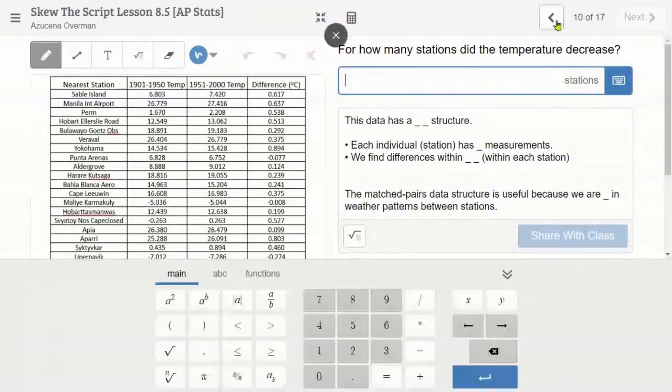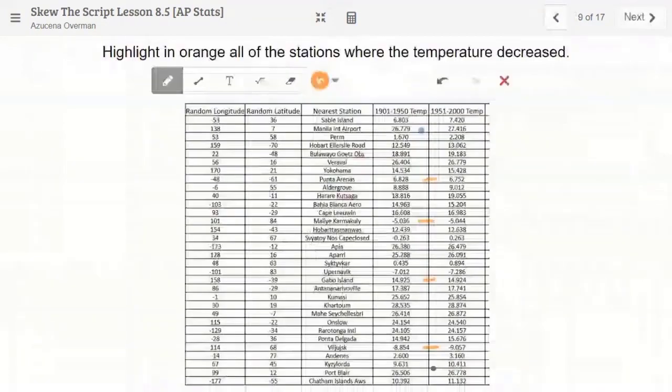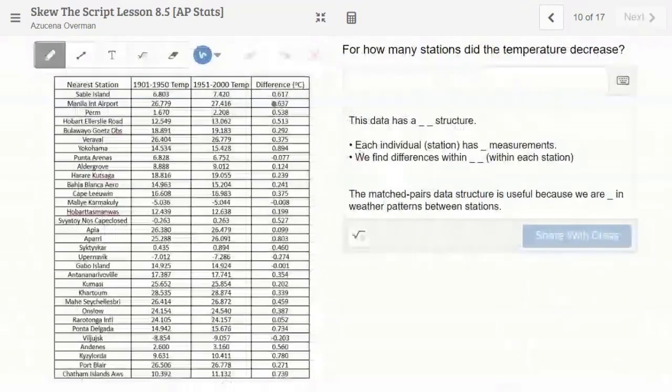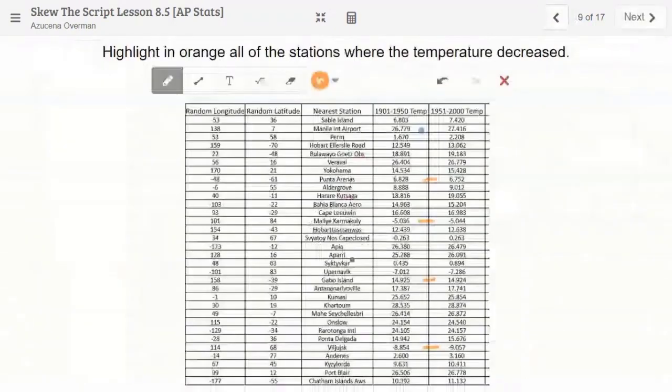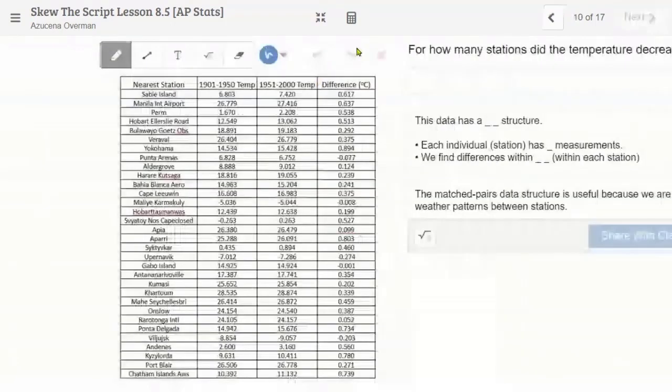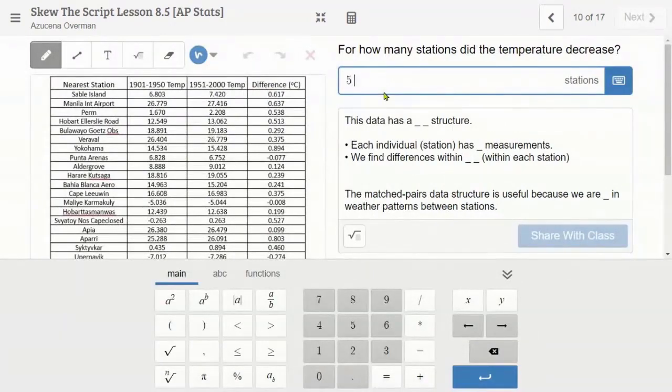Should I go back and count them? Let me go see. Mrs. Overman. Okay. Up, up, up, up. So I'm counting 4. Is that what you guys got? I got 5. Oh, which one also decreased? I missed one. Oh, right here? Above the third one. Oh, the third one. Okay. Oh, yeah, this one went down too. Thank you. So we had 5 stations decreased, right? I'll just put 5. It wants a number here, I can tell.